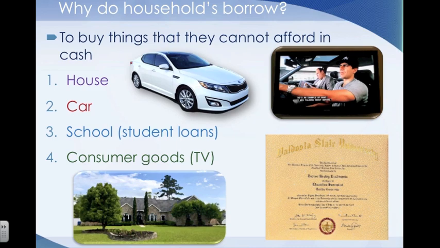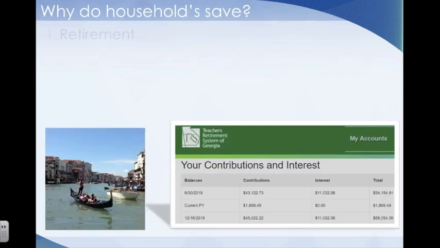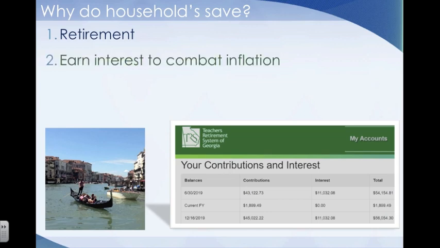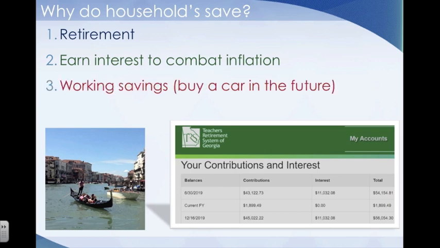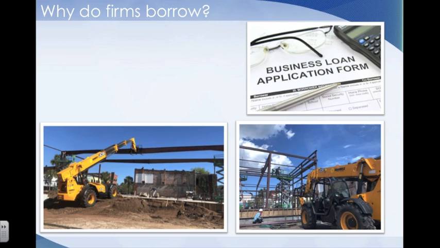And again, in order to have access to that money, there must be savers. Why does a household save? Well, there are many reasons to save, but we can point to reasons such as retirement, earning interest to combat the future effects of inflation. You may save money for a working savings, that is, you want to purchase something in the future, therefore you are saving for it today. Or you may even save money to fund something in the future like your child's education. But people save for various reasons, but saving is important because it allows borrowers to have access to those loanable funds.